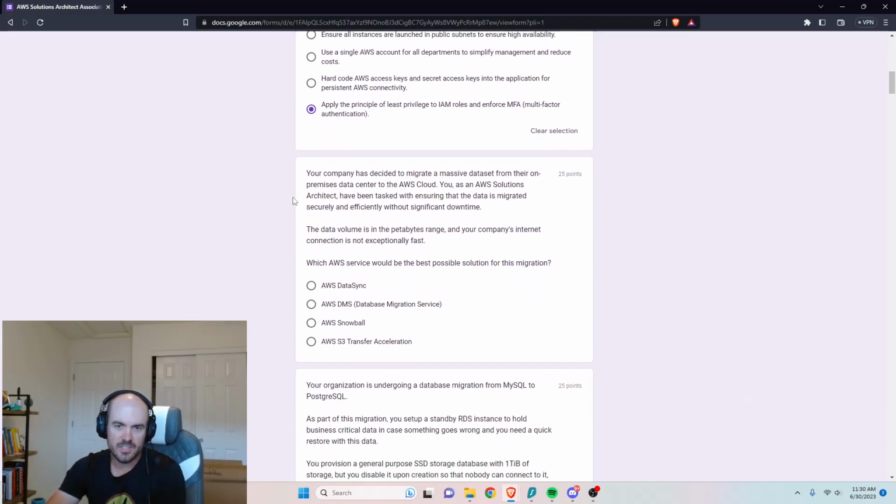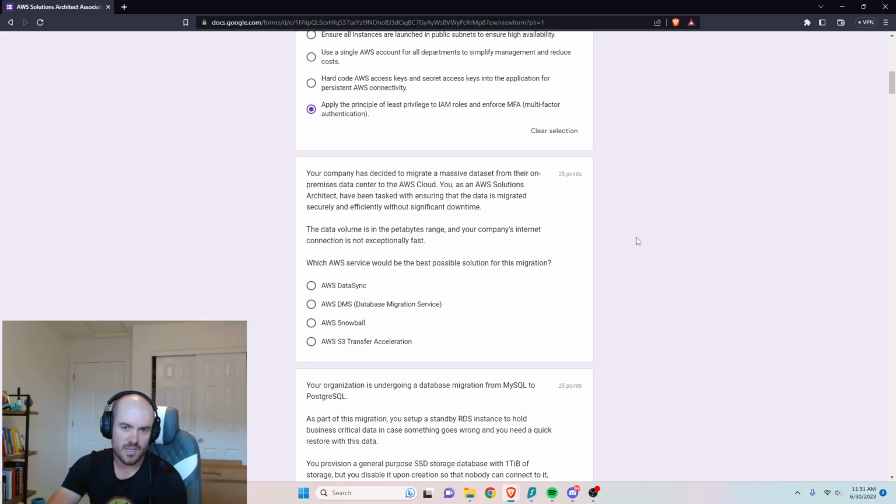So your company has decided to migrate a massive data set from their on-premise data center to the AWS cloud. And you as a solutions architect have been tasked with ensuring that the data is migrated securely and efficiently without significant downtime. The data volume is in the petabytes range, so we've got a lot of data here. And your company's internet connection is not exceptionally fast. So which service would be the best possible solution for this migration?